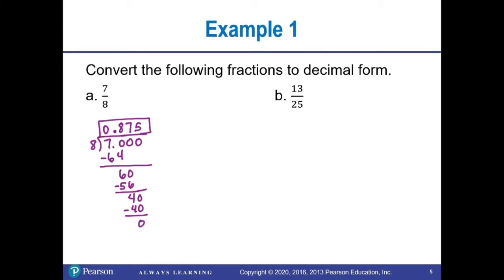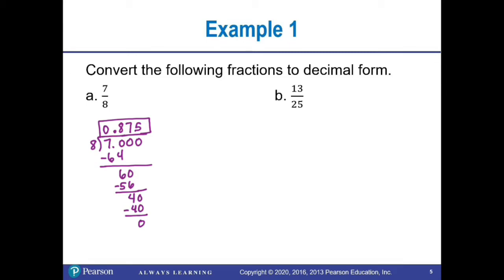0.875. Now you may be wondering, how did I know to write 3 zeros after the decimal place? Well, I just took a guess. Typically, when I'm dividing to change a fraction to decimal form, I'll write 2, 3, 4 zeros after that decimal place. Let's look at part B.